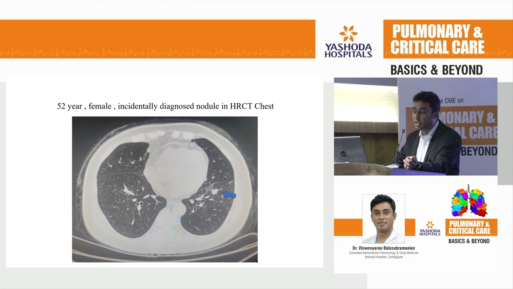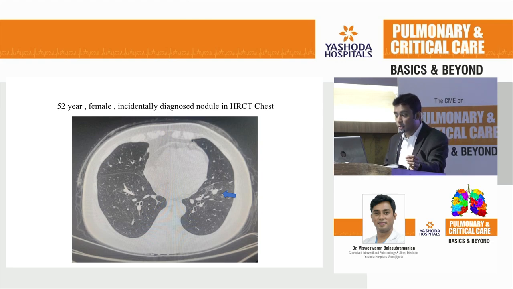So this is one of the very interesting cases which we did when I was in Malakpet Institute. This lady was a 52-year-old female. She was a case of ovarian carcinoma. And as you can see from the CT scan here, there is a small nodule which is about 1 centimeter in the left lower lobe. So now the oncologist is confused whether he is dealing with a case of a metastatic nodule, or is it a case of an infective.